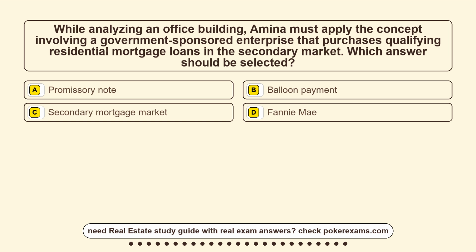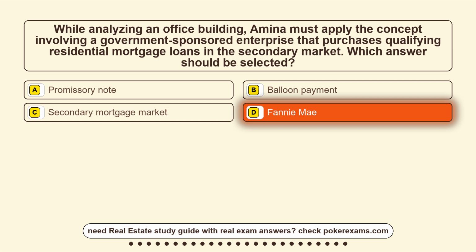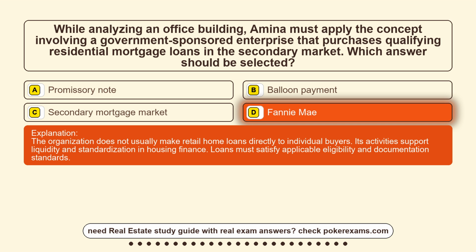Question 22. While analyzing an office building, Amina must apply the concept involving a government-sponsored enterprise that purchases qualifying residential mortgage loans in the secondary market. Which answer should be selected? Option A, promissory note. Option B, balloon payment. Option C, secondary mortgage market. Option D, Fannie Mae. The correct answer is option D, Fannie Mae. The organization does not usually make retail home loans directly to individual buyers. Its activities support liquidity and standardization in housing finance. Loans must satisfy applicable eligibility and documentation standards.